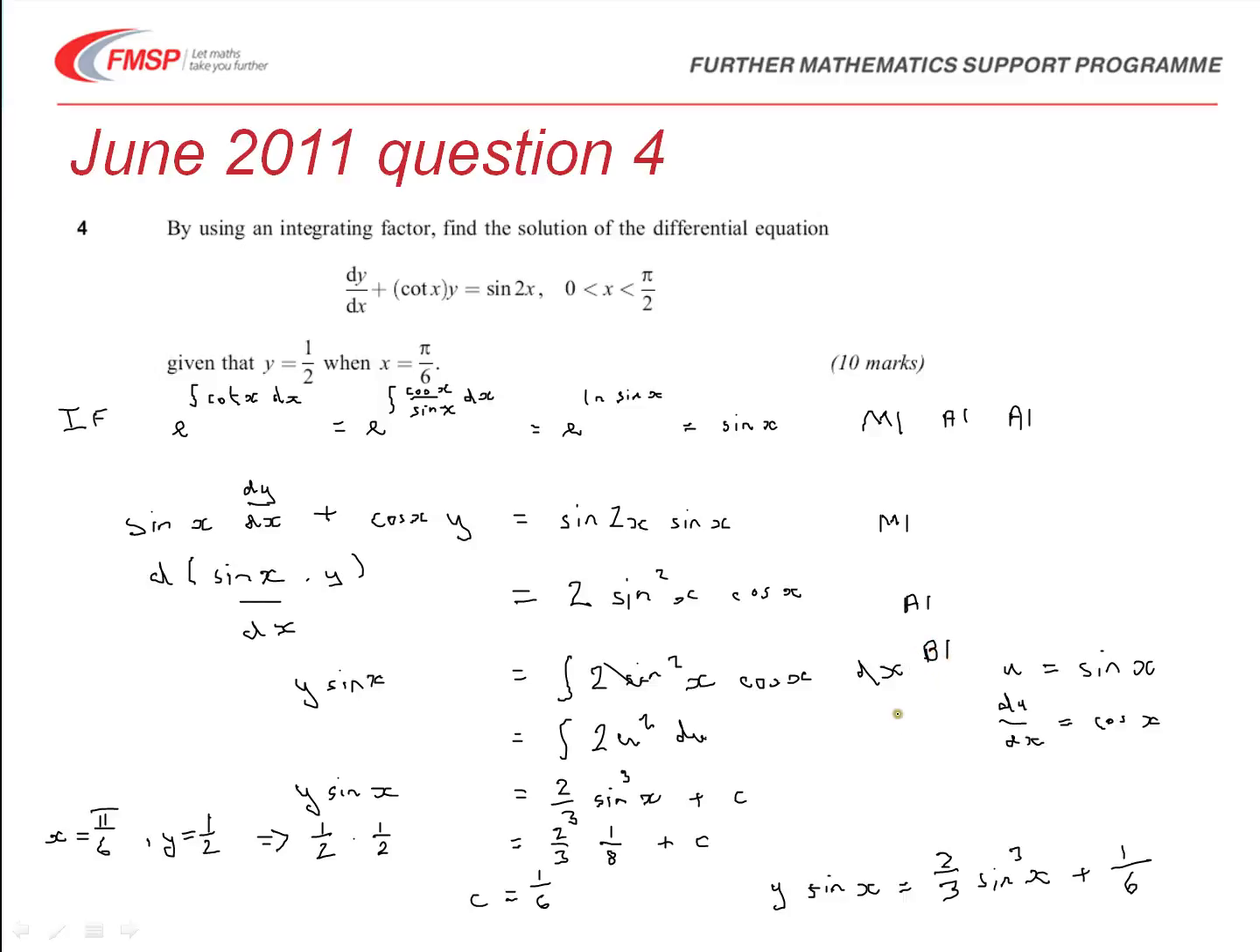And then your method, whatever it is, whether it's substitution or knowing how to use the ln part, that will give you a mark for an appropriate method, and then an accuracy mark for getting the correct form of that general solution. And then attempting to do the substitution with the pi by 6 and the half, that will give you a method mark, and then finally an accuracy mark for coming up with the correct value of c to complete your solution.